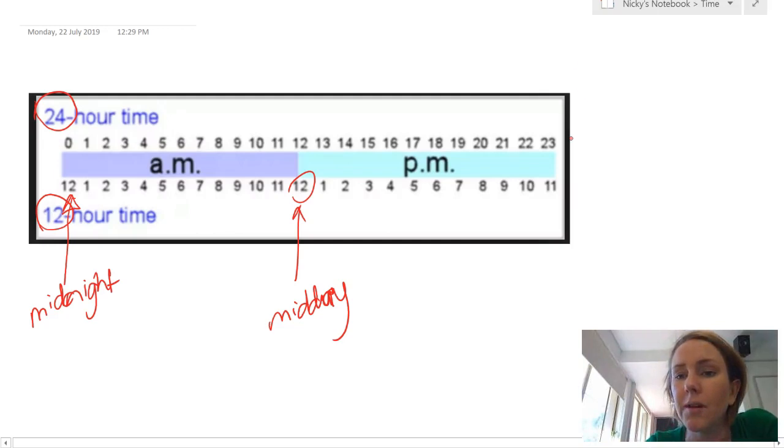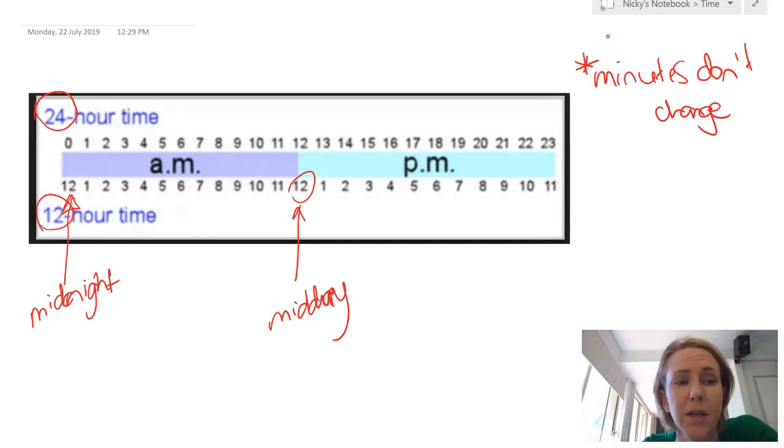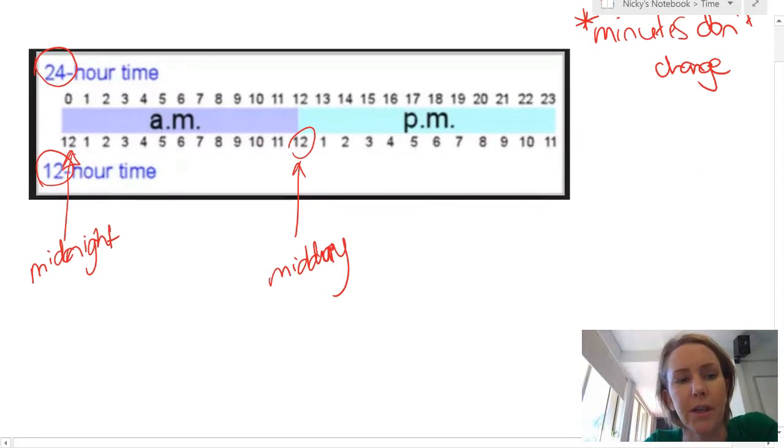Another thing to remember is that the minutes don't change. And I'll explain what I mean by that in a second. Okay, the minutes remain the same. It's just the hour that changes sometimes when you convert between 12-hour time and 24-hour time. Okay, so let's do a couple of examples, and we'll use this table here to help us.